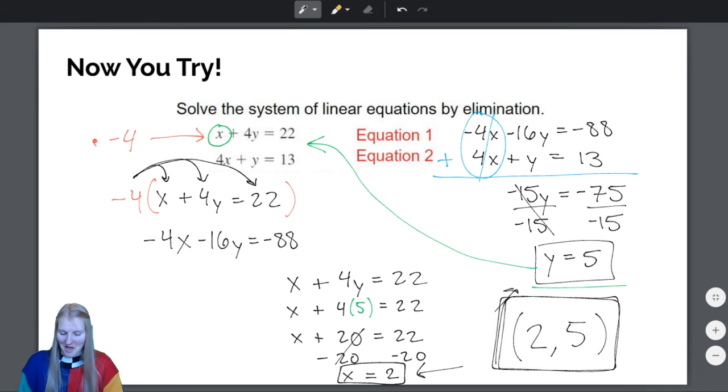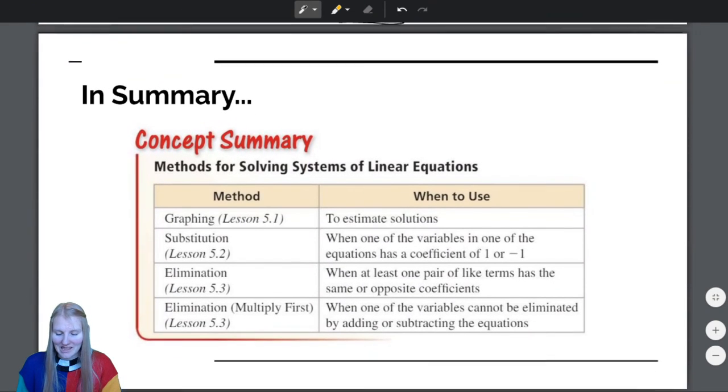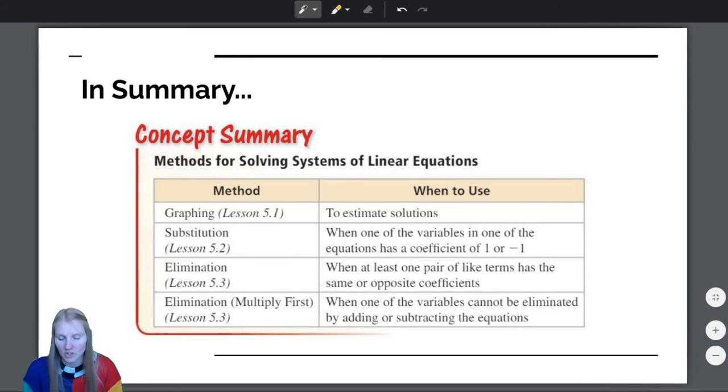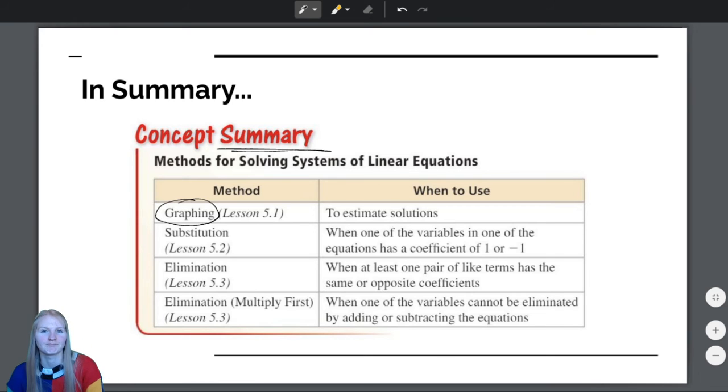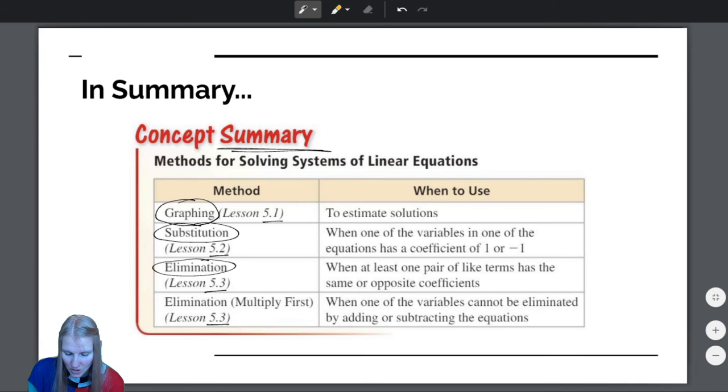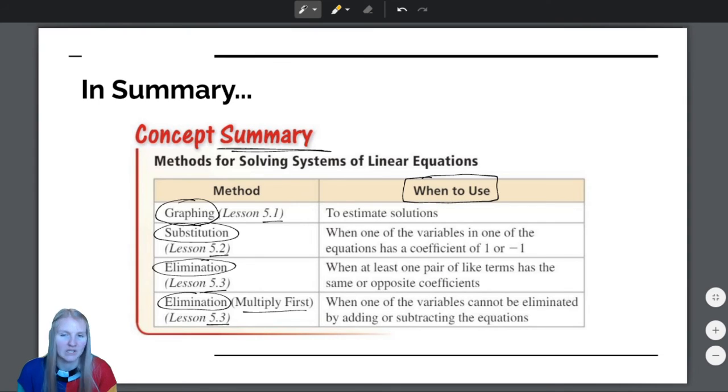Ta-da! All right. Now, the last thing I would like to do in this video is a little summary of Chapter 5 so far, because in 5.1, we learned about graphing, how to solve by graphing. In 5.2, we learned how to solve by substitution. In 5.3, we learned about elimination. Specifically today, we learned about elimination when we had to multiply first. So this little summary box tells you when you would want to use each of these things.